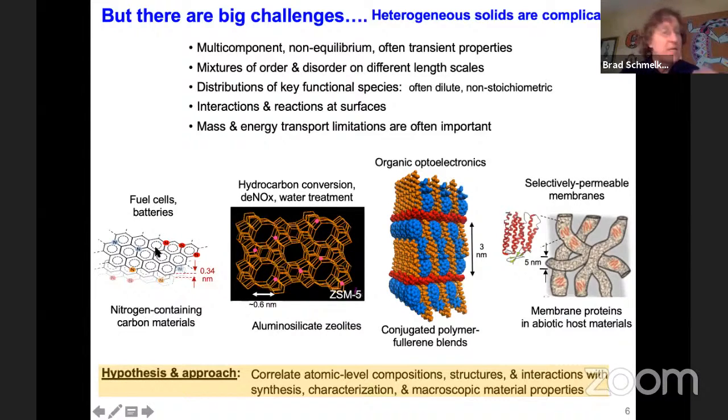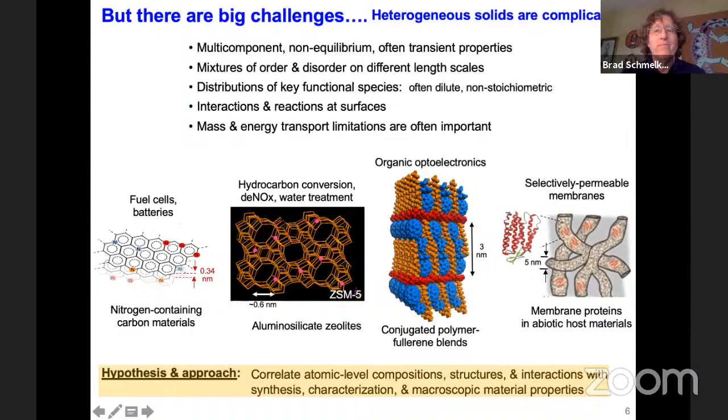These are the things that basically are not easy to understand or characterize, because their distributions and local structural environments are crucial to the properties. Their distributions, and these are these key functional species, are often dilute and non-stoichiometric, as I mentioned. They have interactions and reactions at surfaces. As a chemical engineer and for catalytic applications, these are all at surfaces. Surfaces are inherently disordered in a way. And they have often mass and energy transport limitations, which govern properties on top of the intrinsic kinetics.